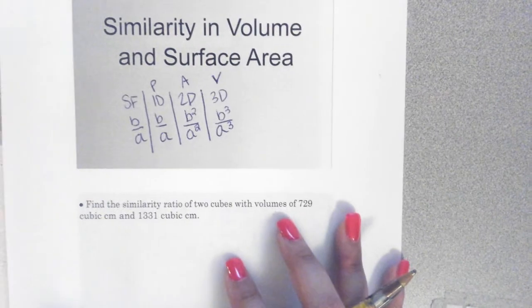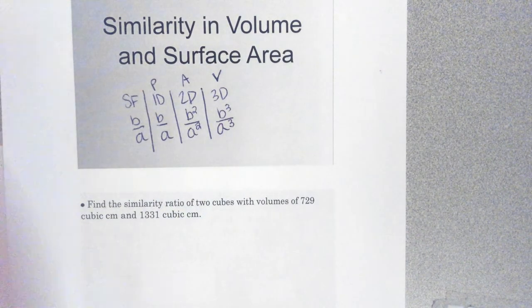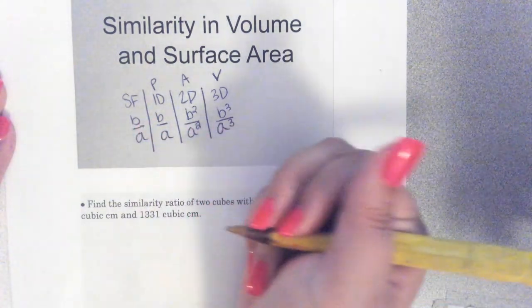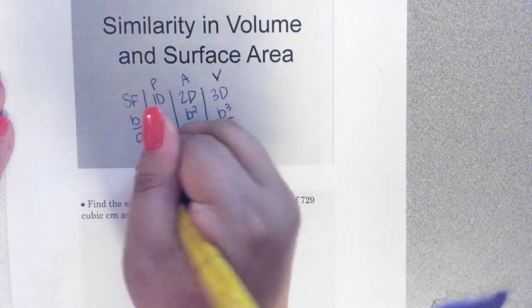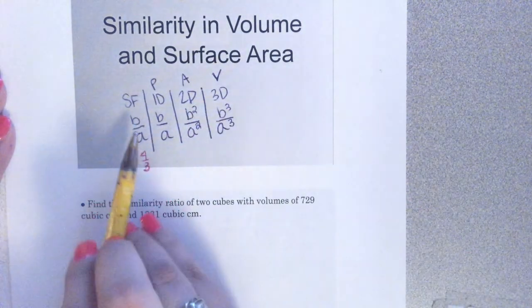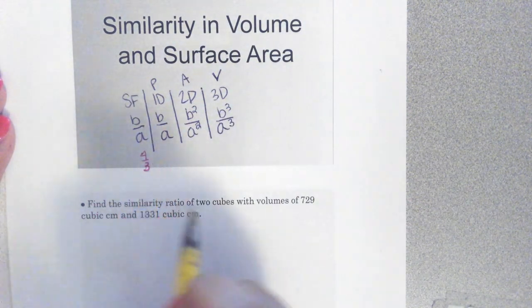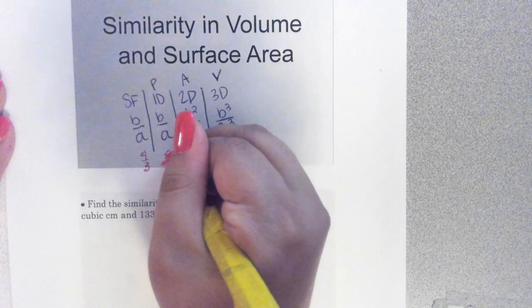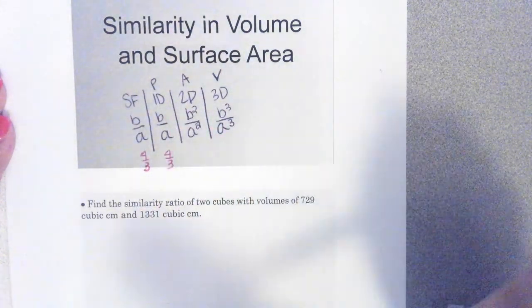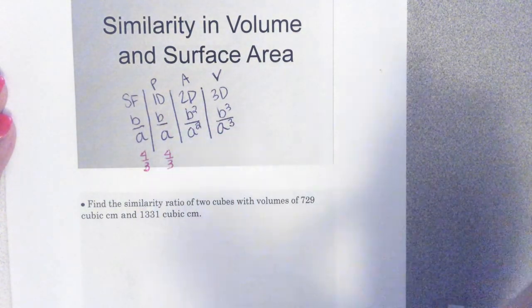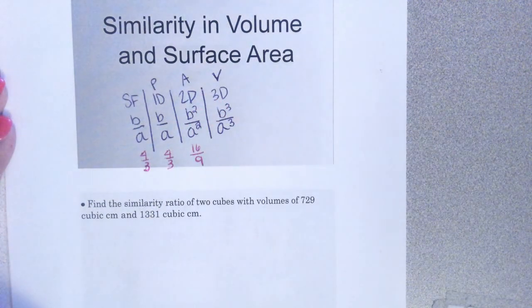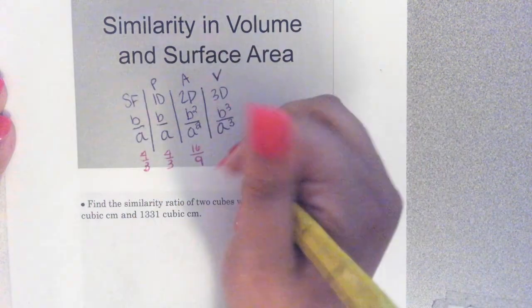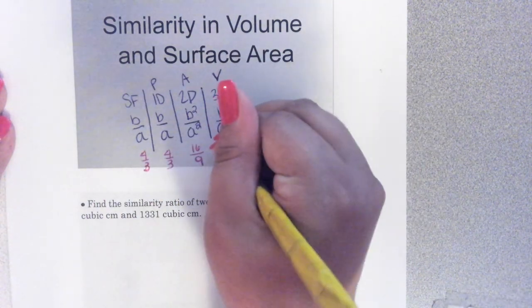Sorry, I'm writing sideways. It feels a little weird. So what if I say the scale factor is 4 over 3? What is going to be my ratio of my perimeters? 4 over 3. It's going to be the same. What about the ratio of areas? 16 over 9. And the ratio of volumes? 64 over 27.